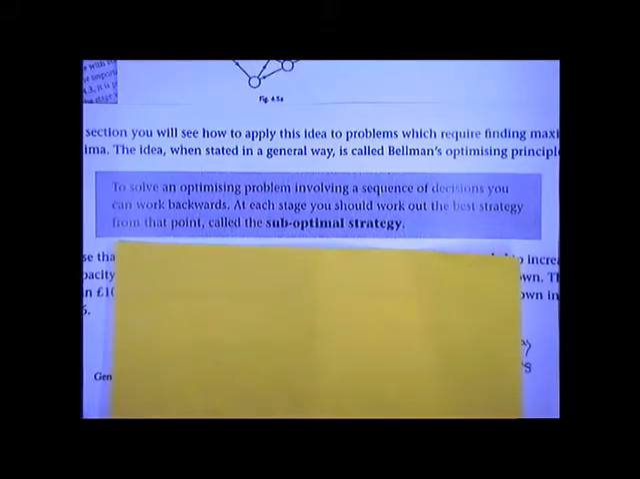And you just work backwards to the beginning. That's Bellman's optimization principle. So could you put a little heading, Bellman's optimization principle, and then if you could write that down.